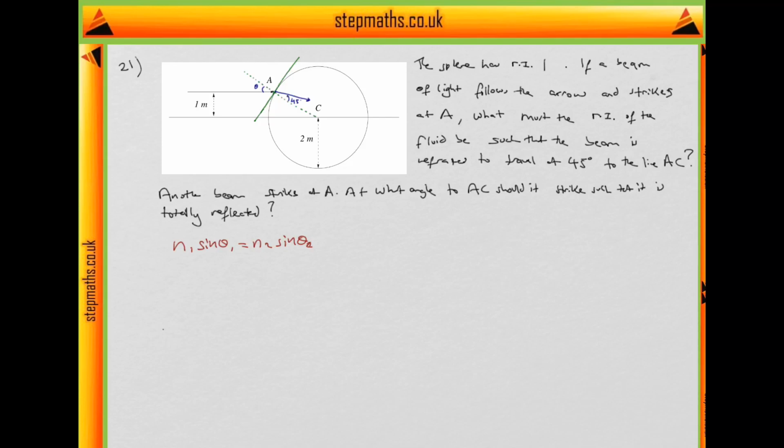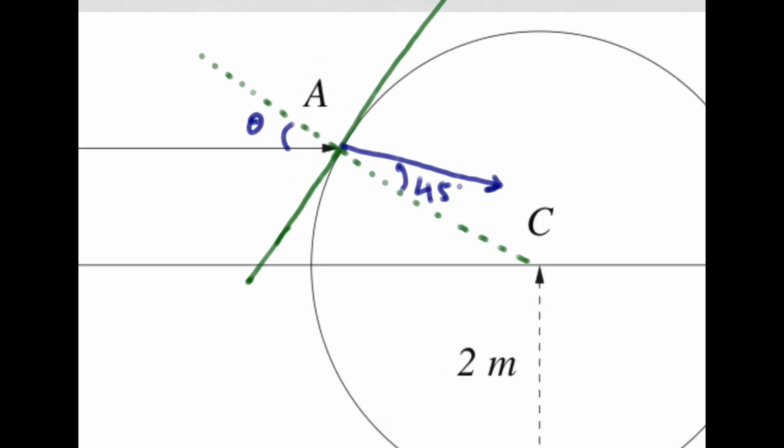So this tells us that n1 sine theta 1 is equal to root 2 over 2. And therefore n, the refractive index of our fluid, is equal to 1 over sine theta 1 times root 2 over 2. So we simply need to find our angle of incidence, and therefore we can find the sine of theta 1 and find our refractive index. Okay, so what do we know about this angle? Well, we know that angle is also the same angle as down here, because this line is parallel to this line.